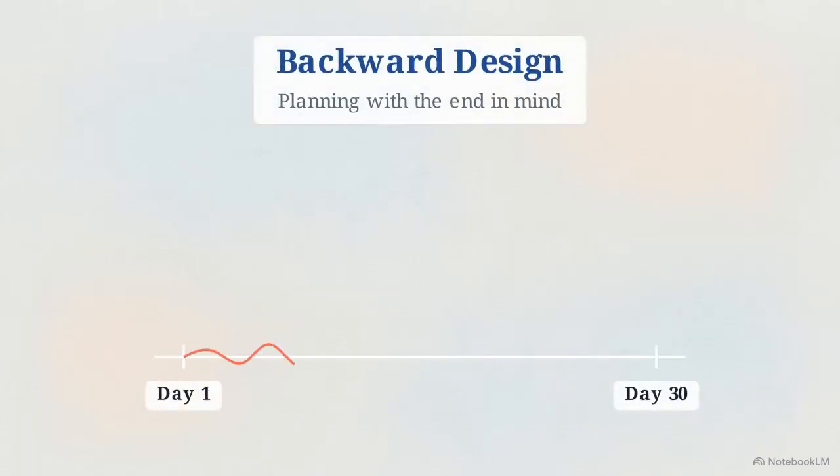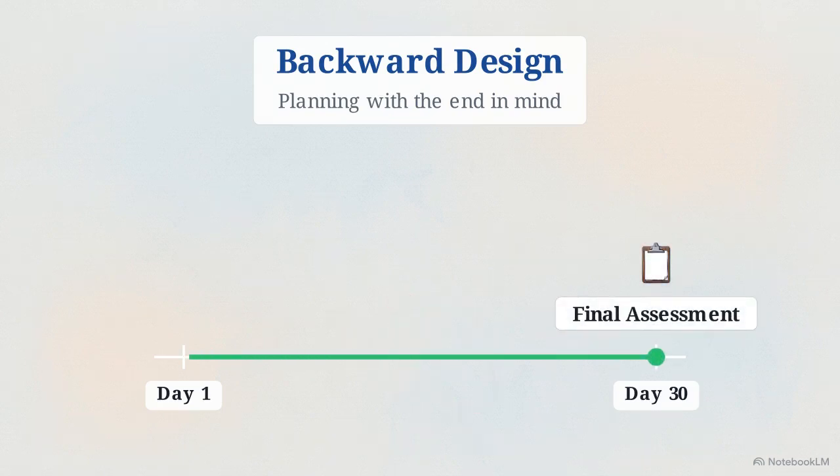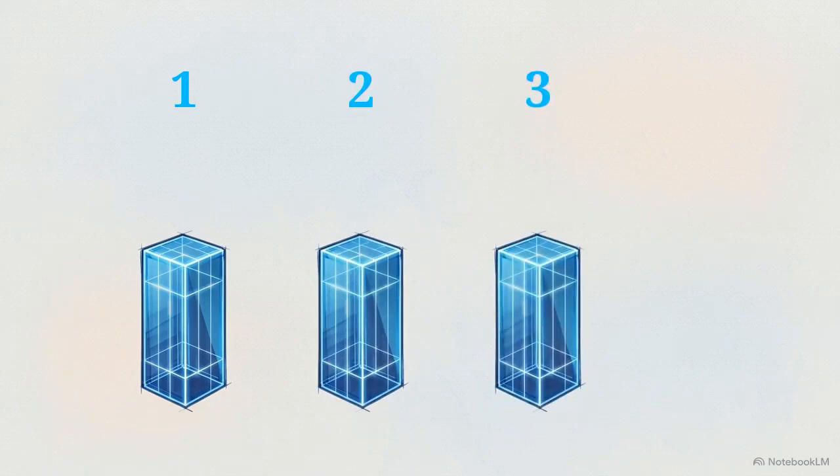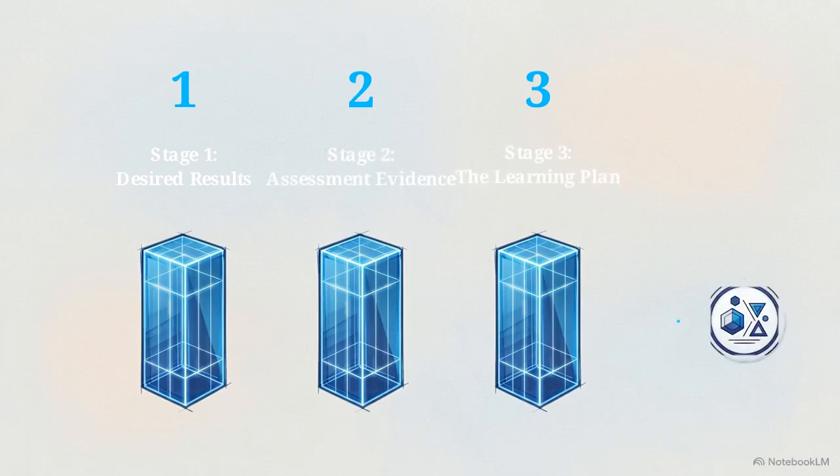They realized that effective learning architecture cannot be built chronologically from day one. It must be engineered in reverse. This diagram outlines their solution. We are going to deconstruct the anatomy of rigorous performance tasks and map the 3 stages of Understanding by Design, desired results, assessment evidence, and the learning plan, directly to the planning demands of the International Baccalaureate Framework.